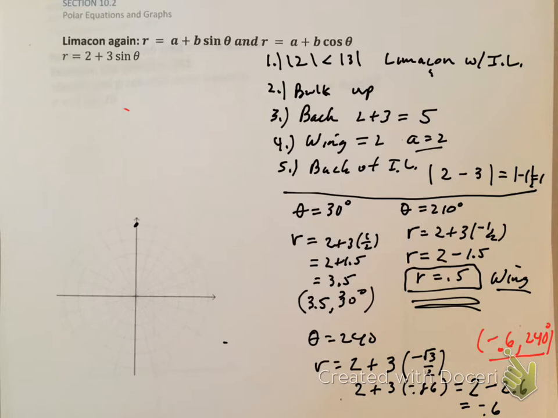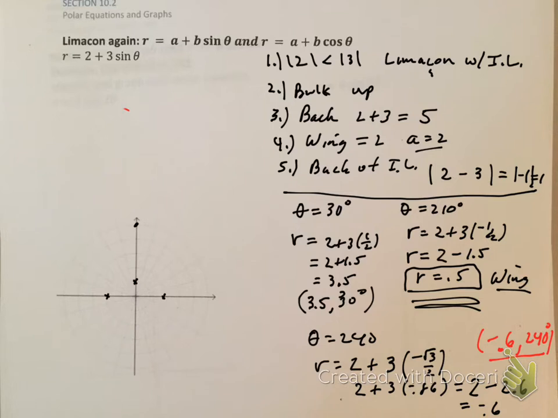The wing was 3 if I remember correctly. No, the wing was 2. Good thing I checked. Which is here and here. The back of the inner loop was a 1. So I have to go 1 unit right here. And I'm getting stray marks.